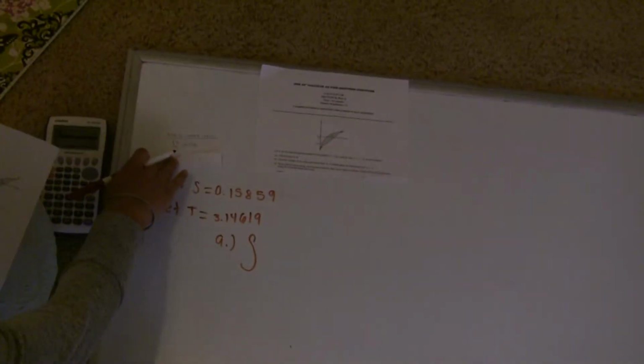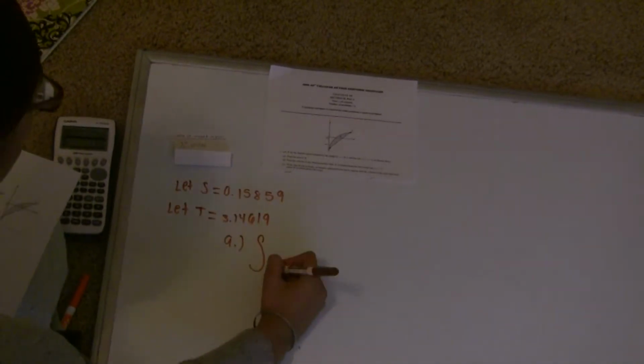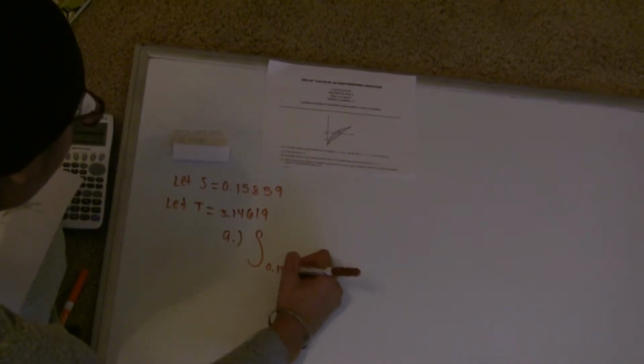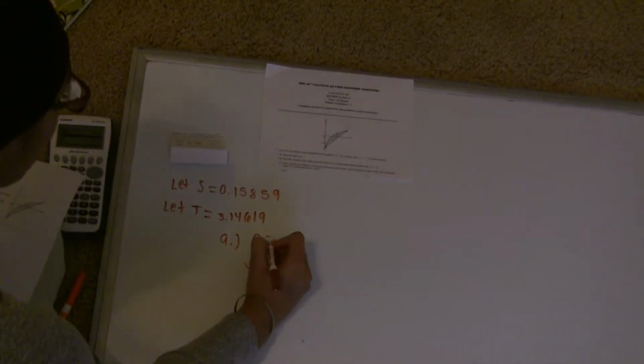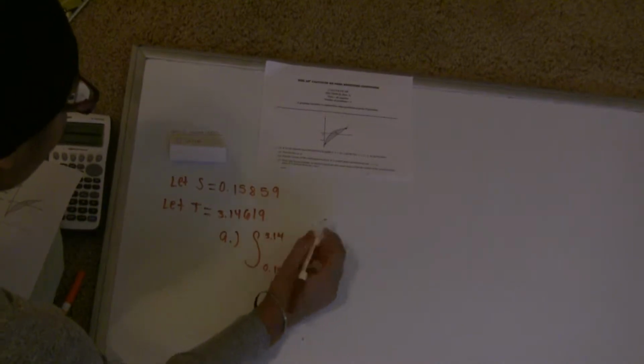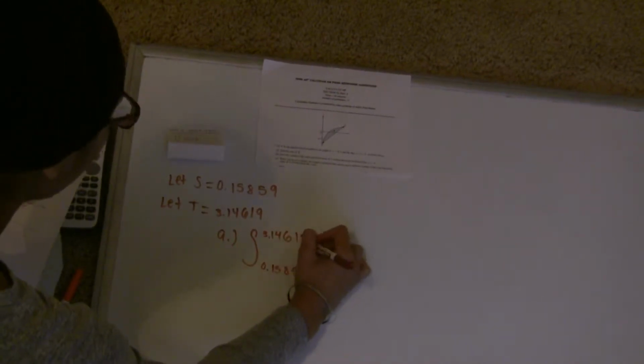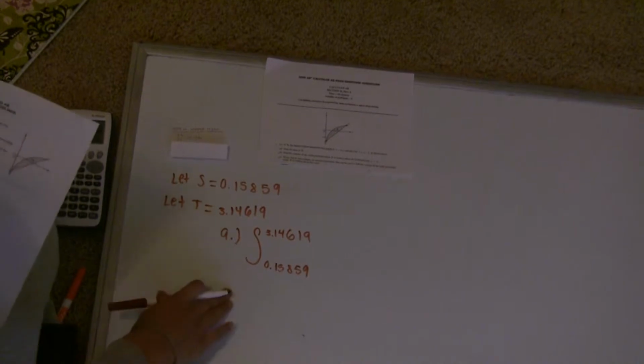In this case, we're going to have an integral. Our a in this case is s, so s is 0.15859. And our b in this case is t, so t is 3.14619. Okay, so we got that part done.